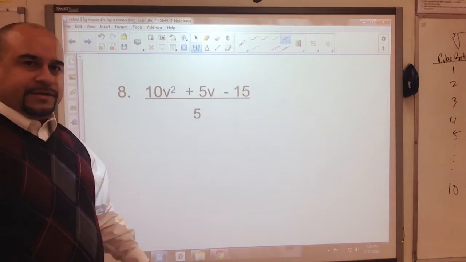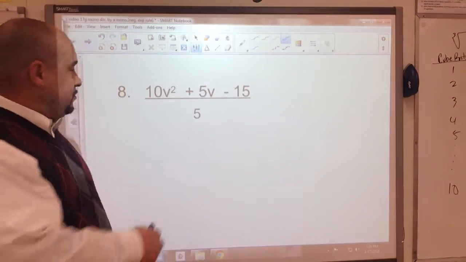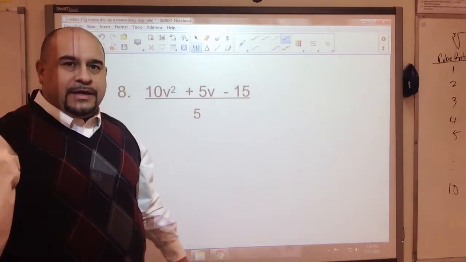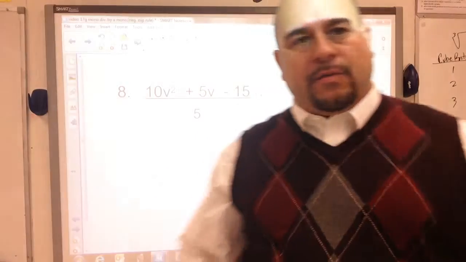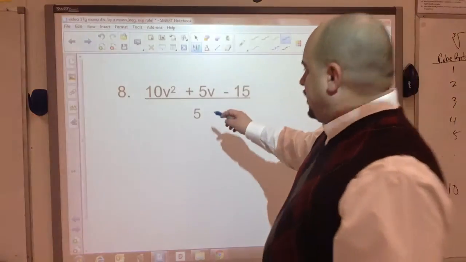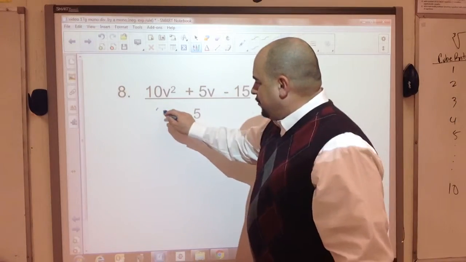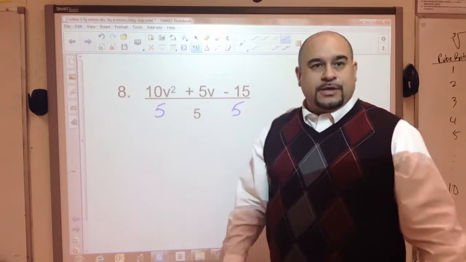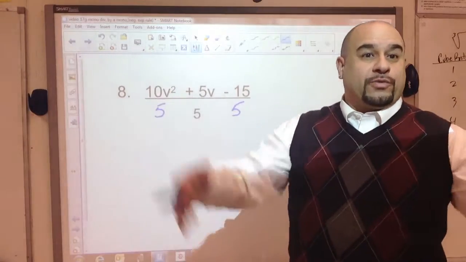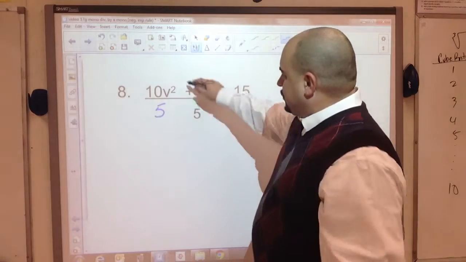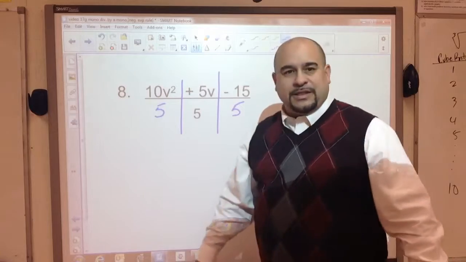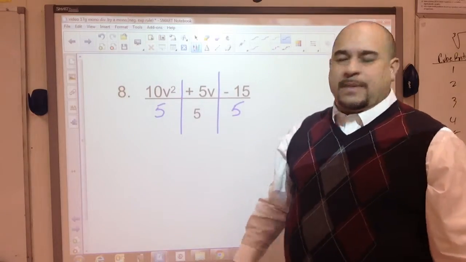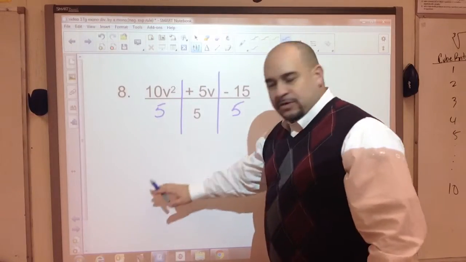Let's look at number 8. This time we have a trinomial, because it has 1, 2, 3 terms, divided by 5, which is a monomial. What I like to do is take this 5 and write it one more time here, and one more time here, because I know that 5 goes into all 3 terms. Some people will split it up just like that. That way you know there are 3 monomials divided by monomials. And I put the answer right below it.